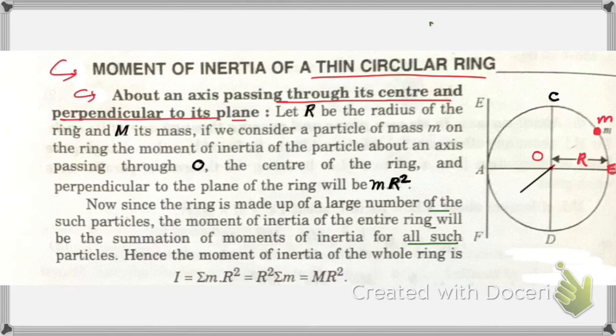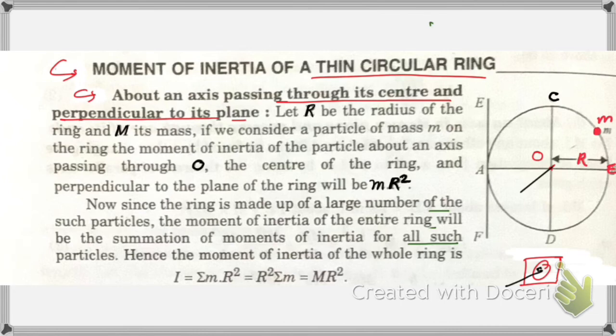That means this is the plane where the circle is lying, and this line which is passing through the origin is perpendicular to this plane, right?